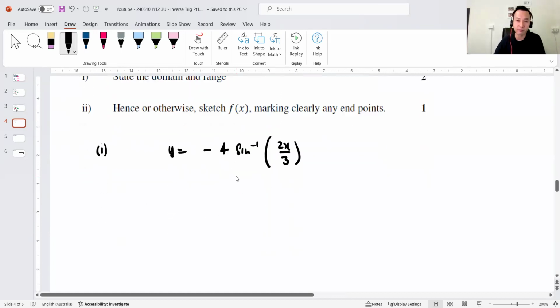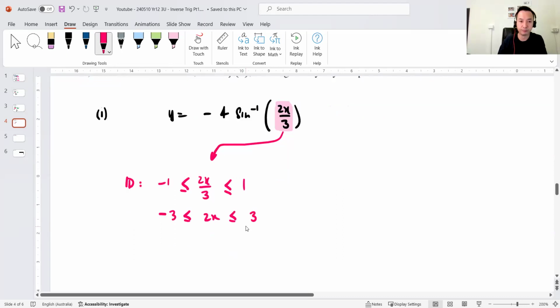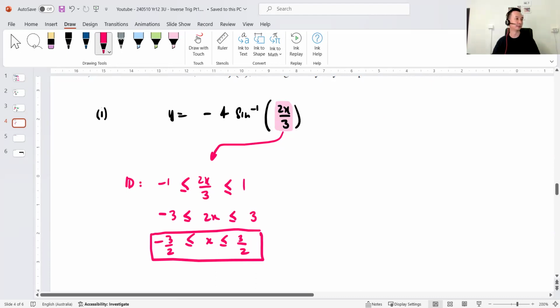So step 1, as always, domain. So I'm going to put that for the domain 2x on 3 between -1 and 1. Times 3 to both sides. And then divide by 2. That's my domain. Yeah, simple. Simple, simple, simple. Now, range.